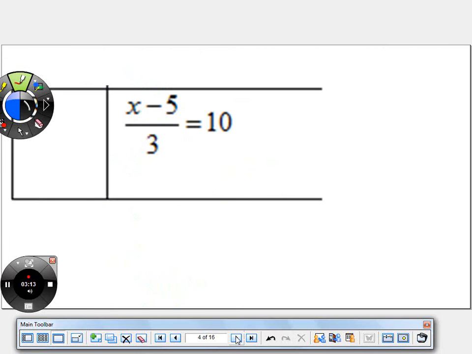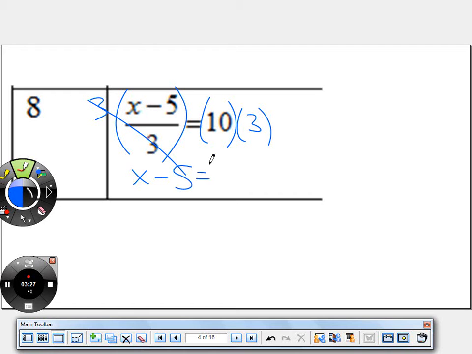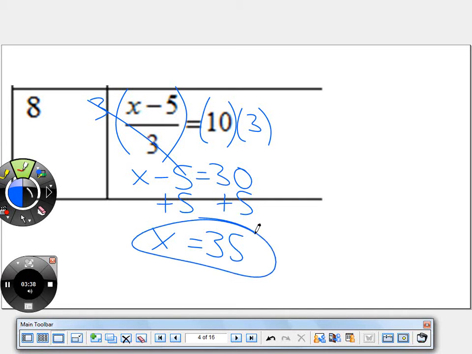Number 8. On this one, the first thing you want to do is you want to get rid of the 3 on the bottom. It's being divided by 3, so you multiply by 3. Cancels out the 3's, gives you x minus 5 equals 30. And then you want to add 5, so x equals 35.